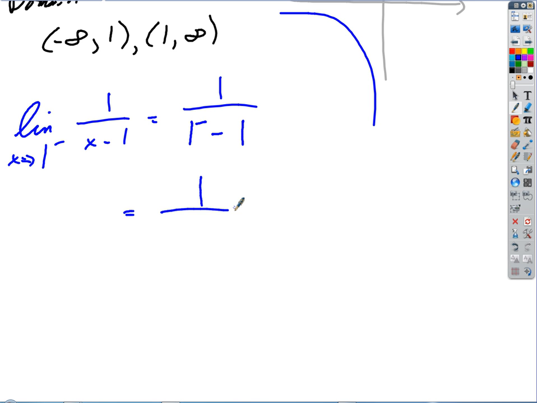What is this going to become on the bottom? Say it again. Negative. 0 minus. Yeah, that becomes a 0 minus, doesn't it? Does that make sense? Okay. And what is 1 over 0 minus?